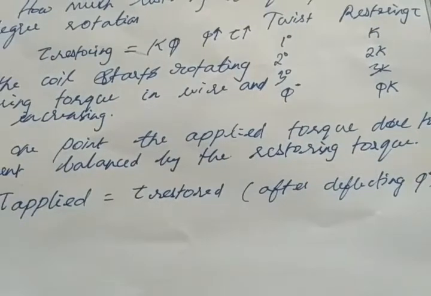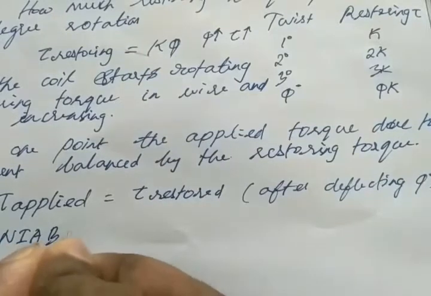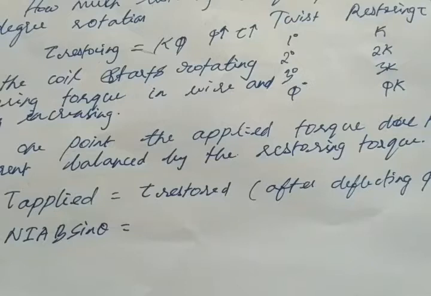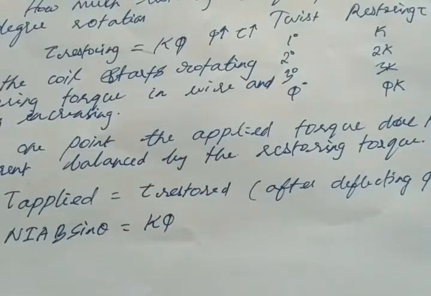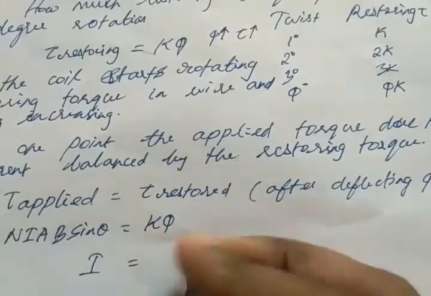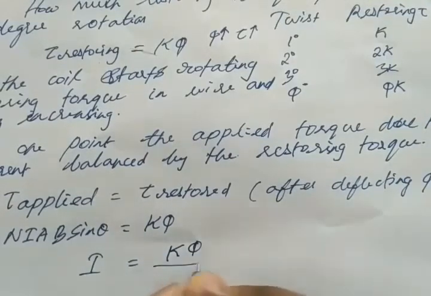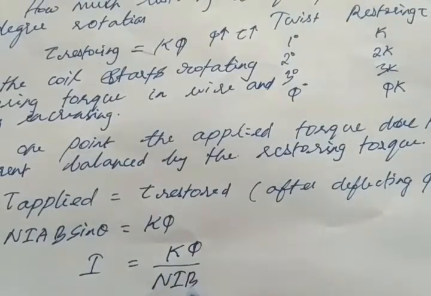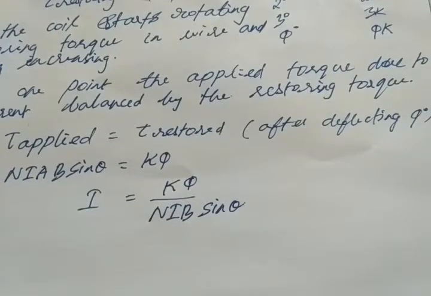So what's the formula for tau applied? NIAB sin theta. And the formula for restoring torque? K phi. So from this equation, take the value of I equal to K phi divided by NAB sin theta.